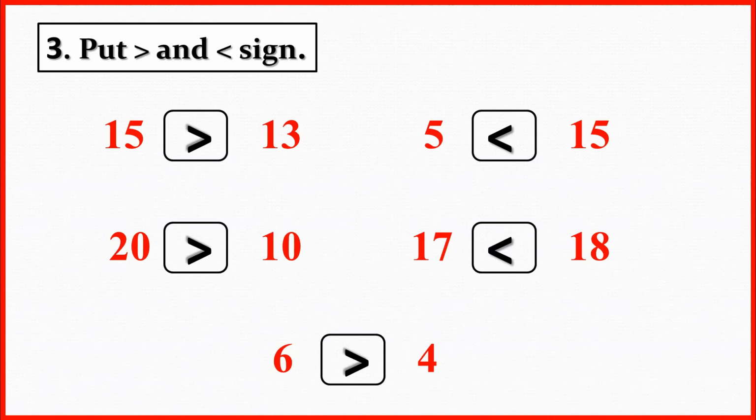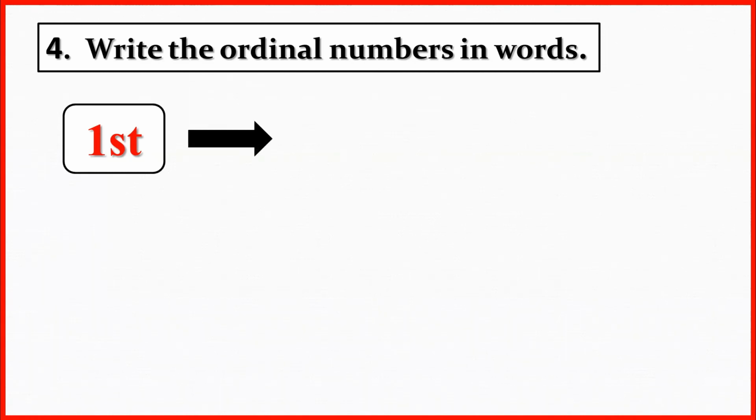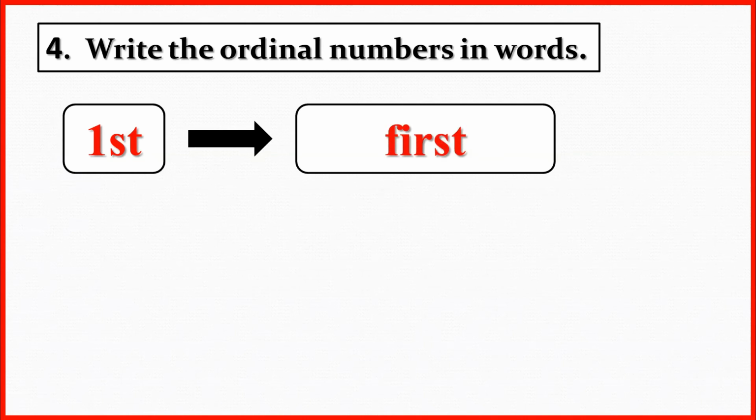Now I'm going to do question number 4. The question is, write the ordinal numbers in words. So here are some ordinal numbers and we have to write these numbers in words. So let's start. What is this number called? Yes, first. So here we write first. F-I-R-S-T, first.